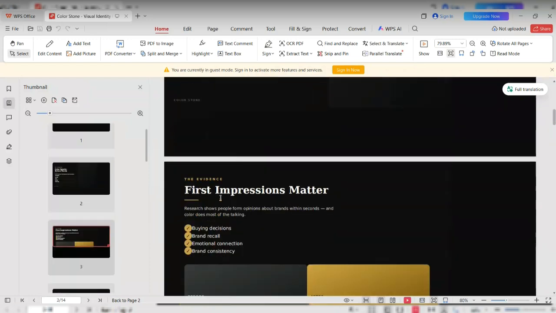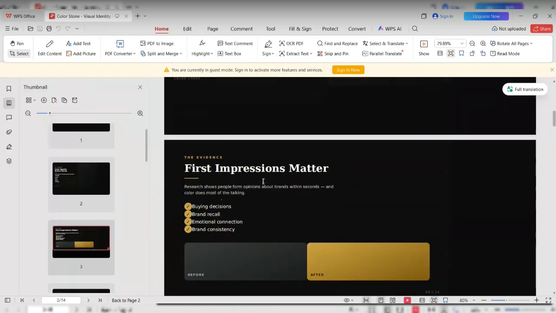So let's move further. First impressions matter. Research shows people form opinions about brands within seconds, and color does most of the talking. Like we just said now, I asked about red and someone said Coca-Cola. Someone said Ethel. I brought up another color, yellow, and someone said MTN. Without saying much, the color is definitely going to let you know what the brand is about.